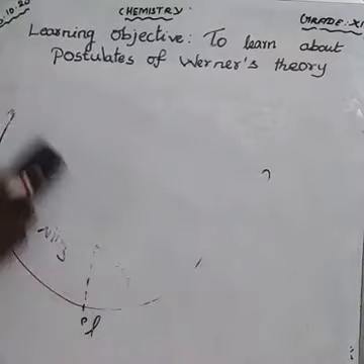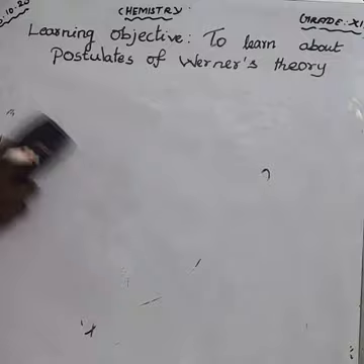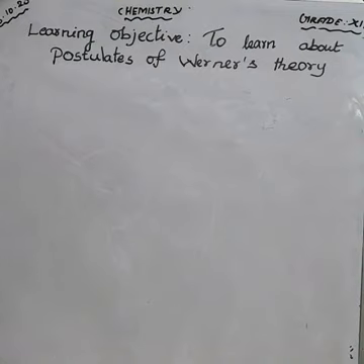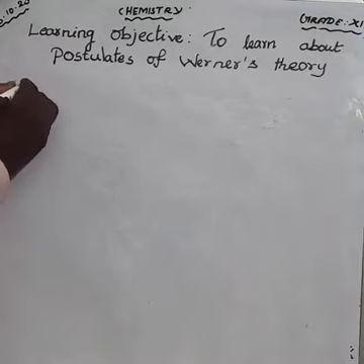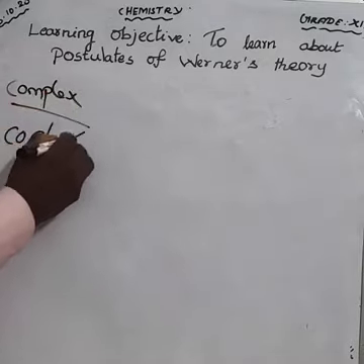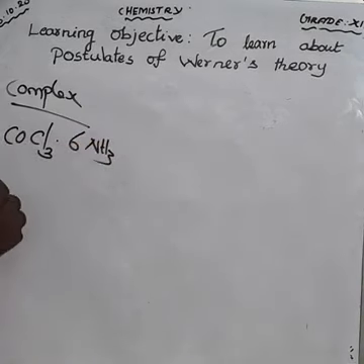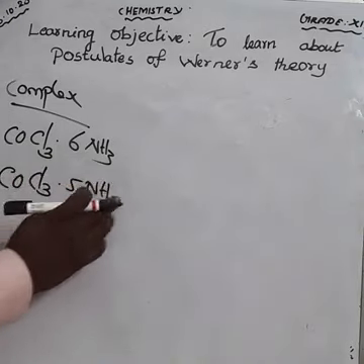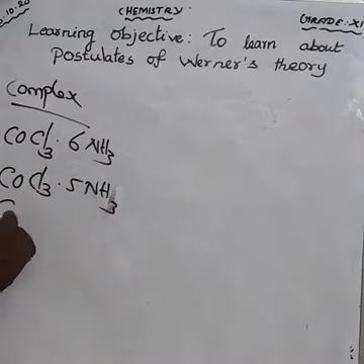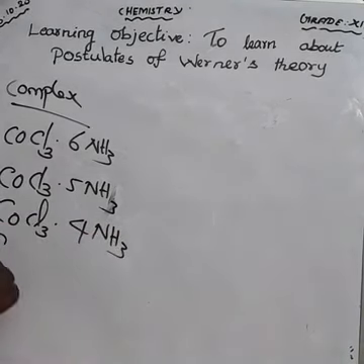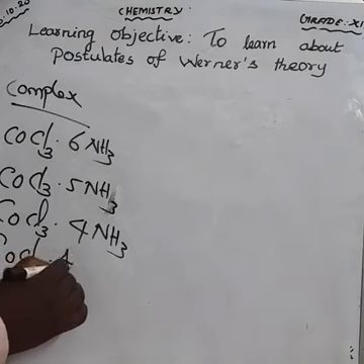Now we have to discuss the secondary valency, the number of ionizable valencies and the number of non-ionizable valencies in some complexes. One of the complexes is CoCl3, 6NH3. Another one, CoCl3, 5NH3. Clear? Next, CoCl3, 4NH3. One more example, CoCl3, 4NH3.